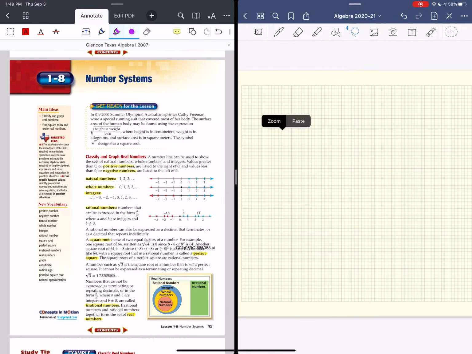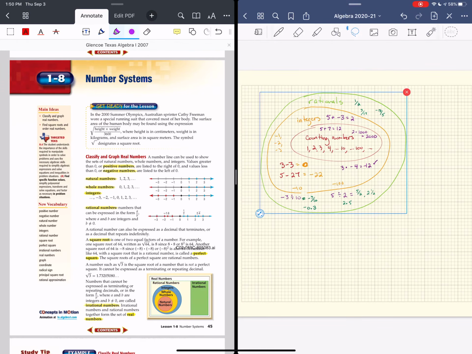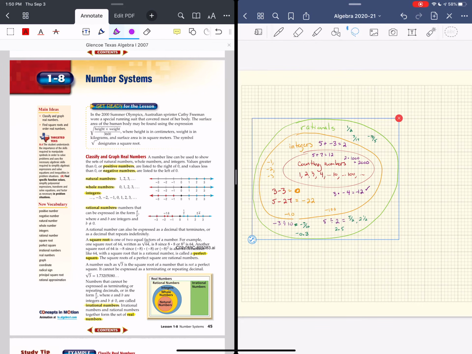So frustrating. There we go. Oh, and that worked that time. I don't know why. Okay.